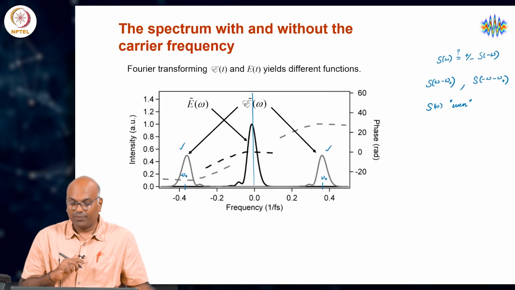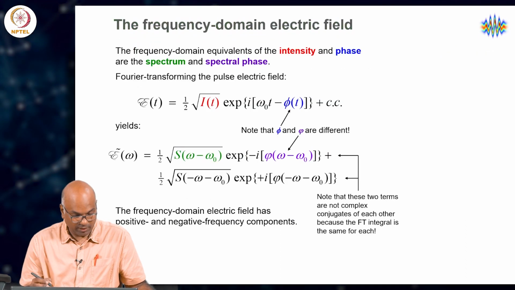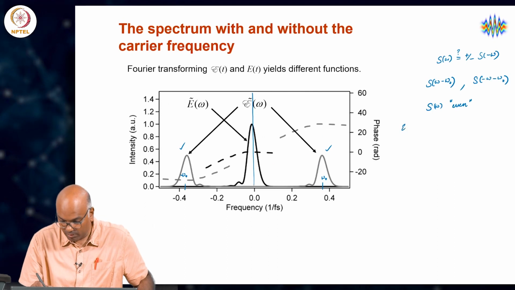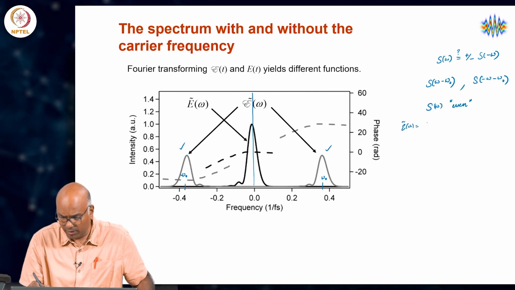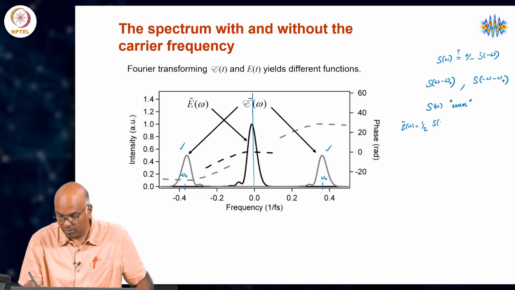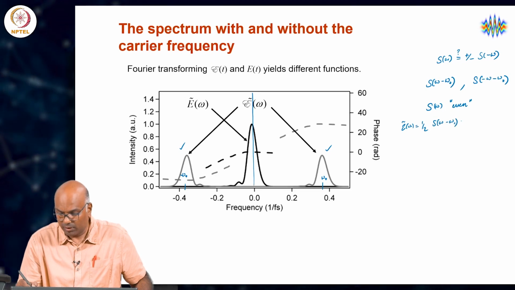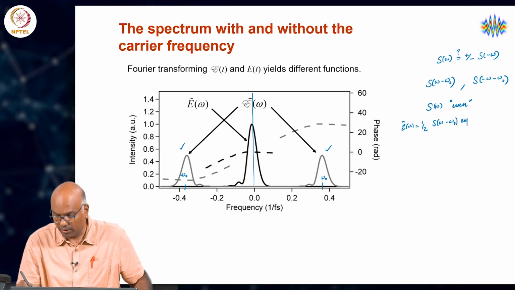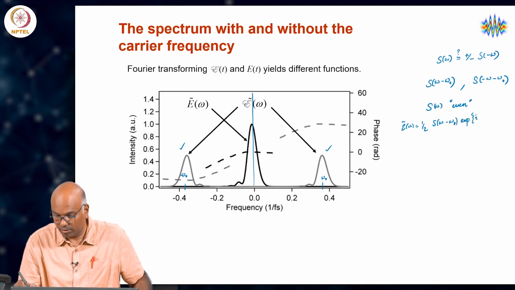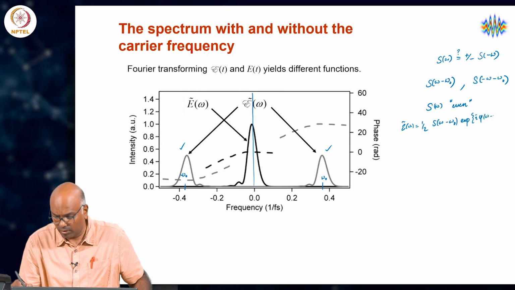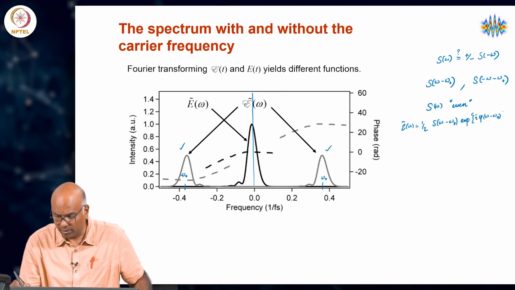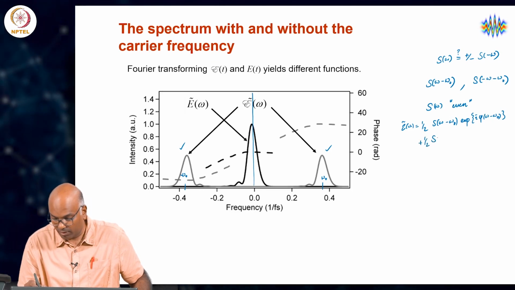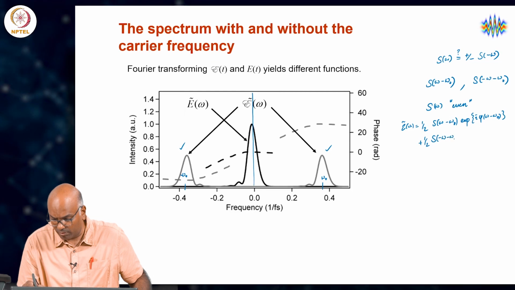So, the point being, let me copy this expression out over here too, because E tilde of omega is 1/2 S of omega minus omega naught, exponent i phi, omega minus omega naught, plus half S of minus omega naught.